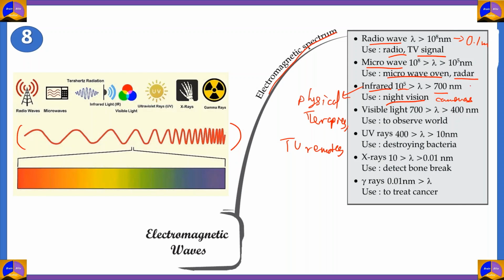From IR, we move on to visible light. Visible light is the light that humans can see, and the wavelength ranges from 700 to 400 nanometers. 700 is red and 400 is violet. So blue is 450, green is 500, yellow is 550, 600, 650, and 700.